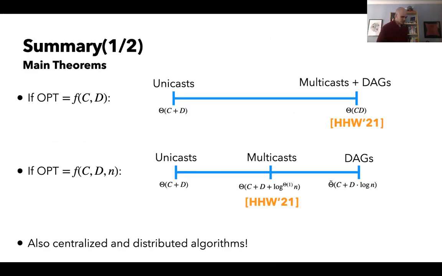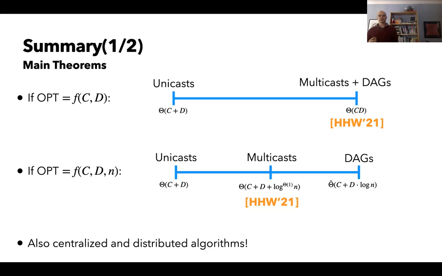Okay, so that's really the main parts of my talk. Let me just quickly summarize. So what do we show in our work? We show that if the optimal schedule is only a function of C and D, then multicasts and DAGs basically have the same complexity, and their complexity is C times D.